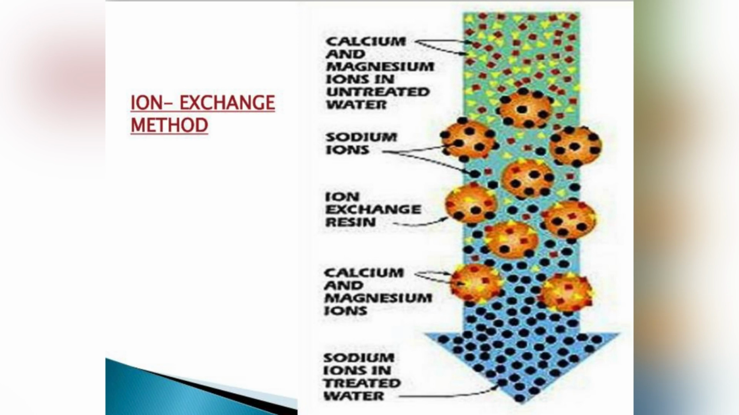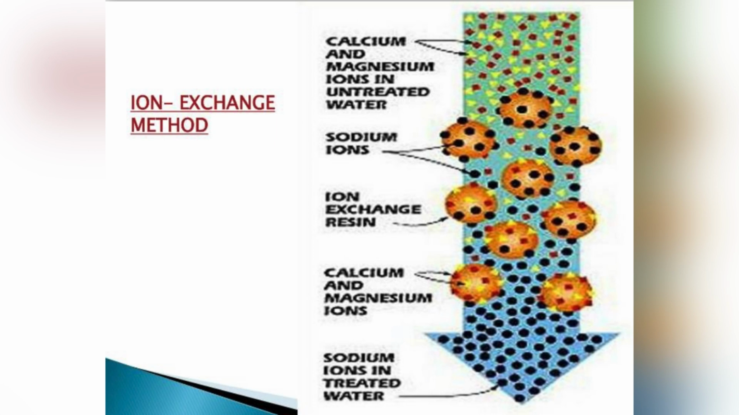Now, how to remove permanent hardness of water? This is the ion exchange resin method. In this method, permanent hardness of water is removed by using resins. Calcium and magnesium ions are exchanged with a cation exchange resin, and chloride and sulfate ions are exchanged with an anion exchange resin, alkyl hydroxylamine. Demineralized water is formed in this process.